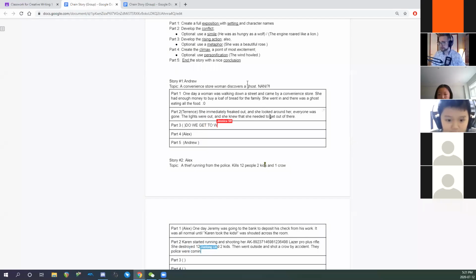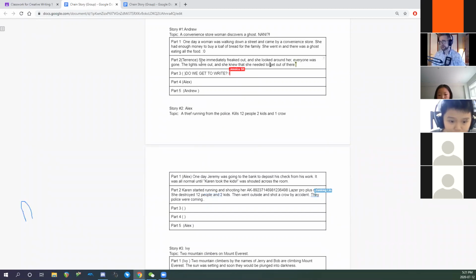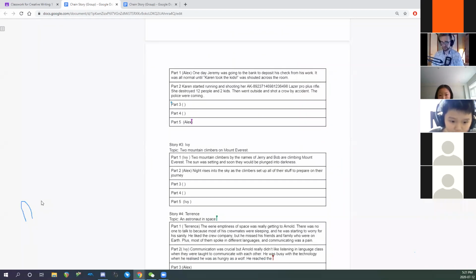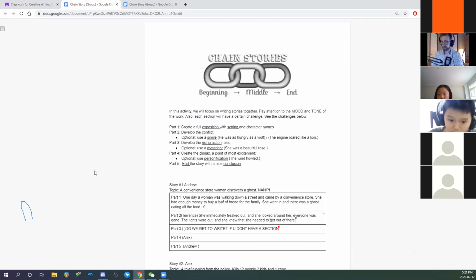I did 2 sections. I did part 2 for story 1 and part 1 for story 4. What do I do now? Do I go on to story 2 and then 3 and so on? We're going to finish part 2 up, and then we're going to move to 3.